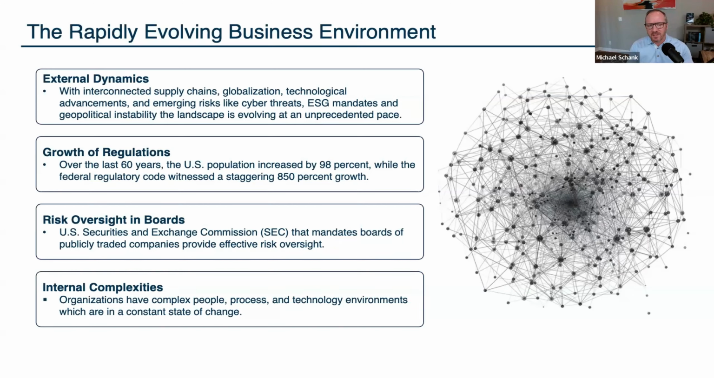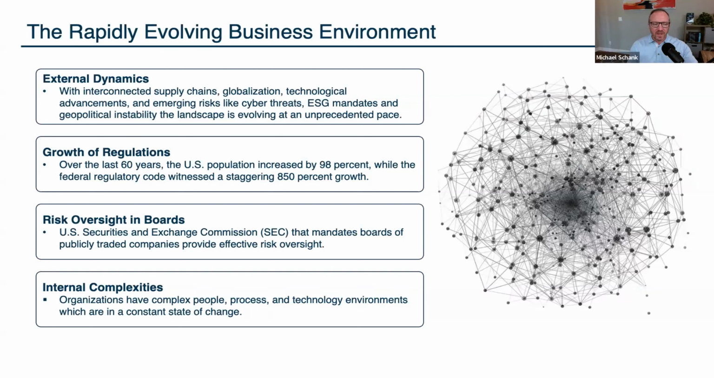There's been a tremendous amount of growth in regulation. So as you can see from this stat, over the last 60 years, the U.S. population has increased by 98%, but the federal regulatory code has grown by 850 percent. And you guys have probably experienced that in your lives, but there's a massive amount of new regulations that organizations need to understand and comply with. And that certainly raises a lot of challenges.